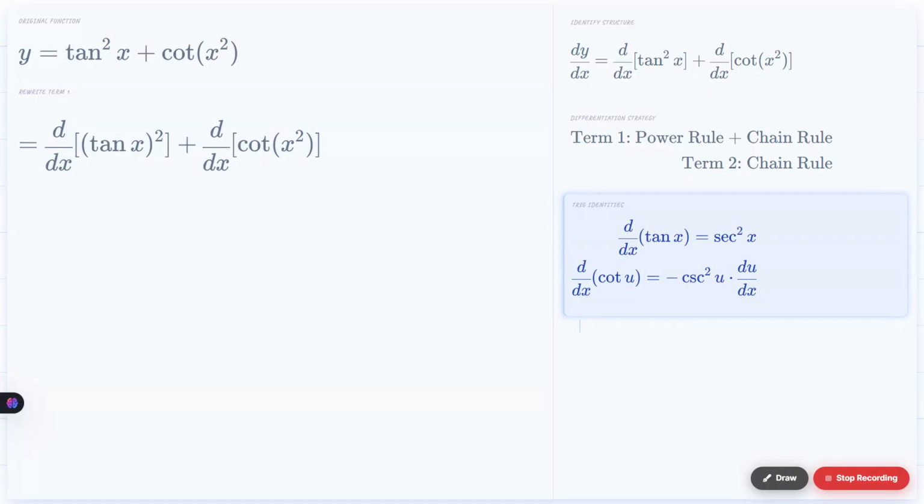We note that the derivative of tan x is sec squared x and the derivative of cot x is negative csc squared x times du divided by dx. We do this to remember the rules we need. These are standard math rules for these shapes.